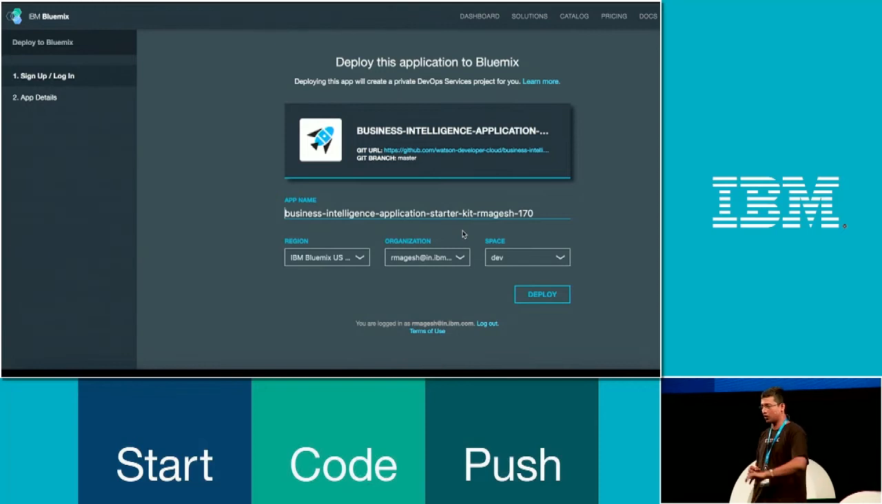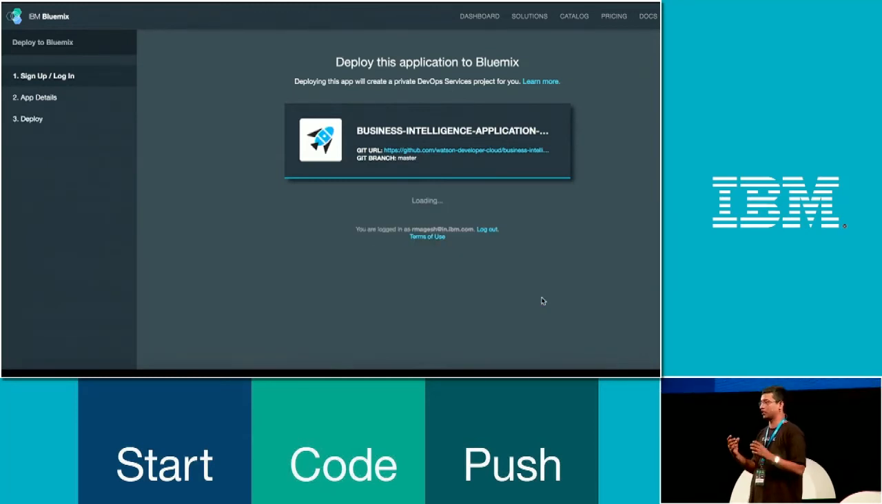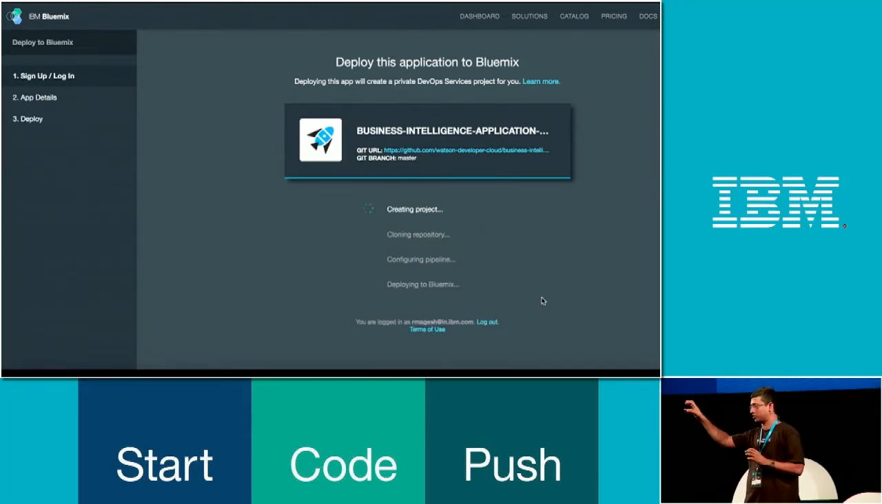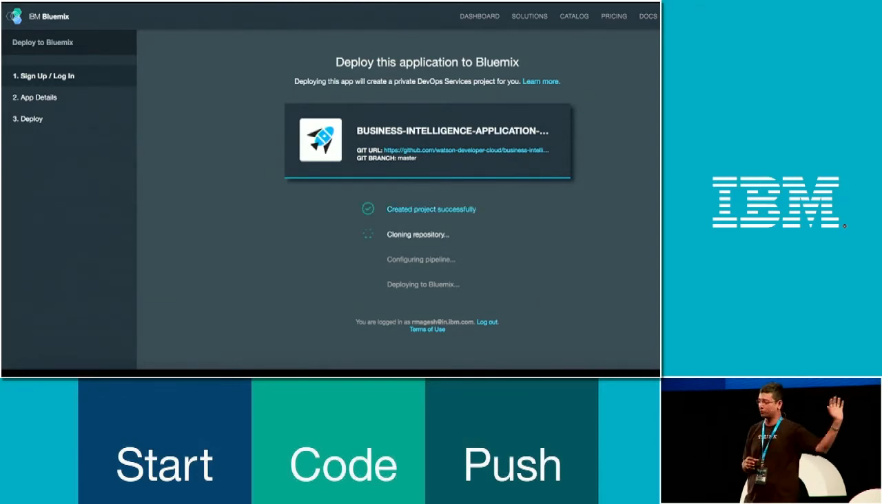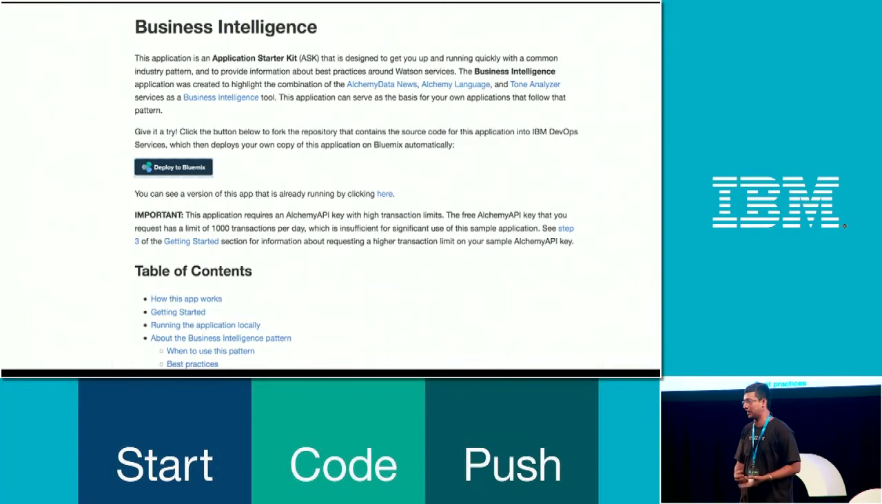One is it creates the necessary application and services in Bluemix. It then forks the code and creates your own GitHub repository where you can start making changes. It also creates a DevOps pipeline, which, whenever you make a change, pushes that change into Bluemix, including compilation and all this stuff. And then finally, it deploys that into your Bluemix so that your application is immediately available for you to start testing and making any enhancements.